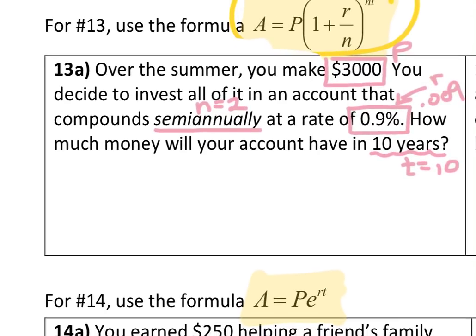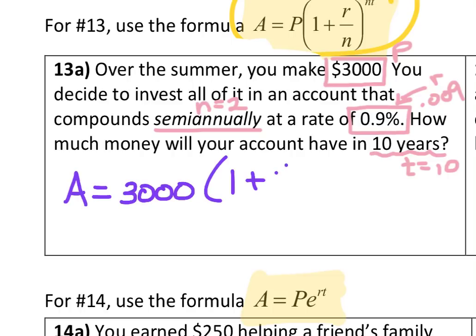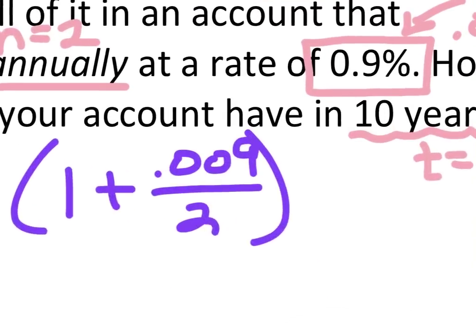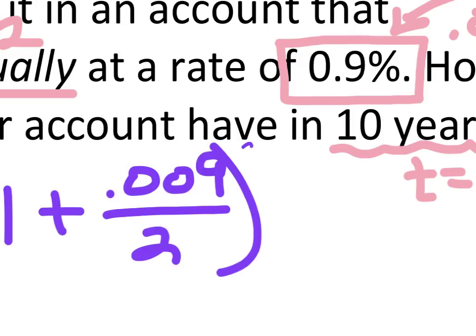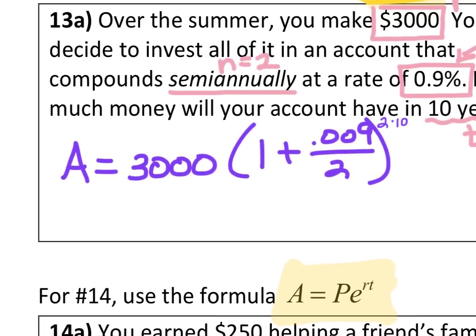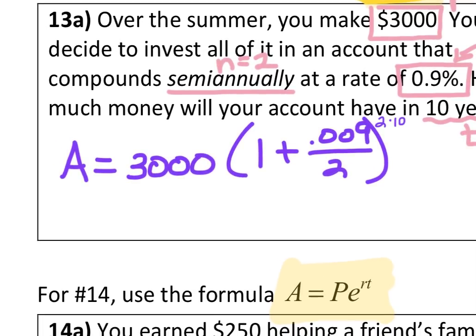So when you substitute into that formula, the amount at the end of 10 years is going to equal your $3,000 principal, there's your P, times 1 plus, and then we said R is 0.009 all over the number N, which is 2, and then the exponent, 2 times 10. And that 2 times 10 says that we're doing this 20 times over the 10-year period. Twice a year for 10 years is 20 times, and that's why the exponent is 20.